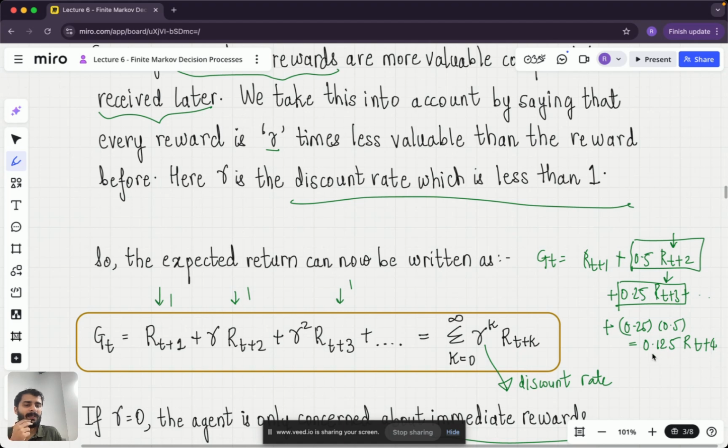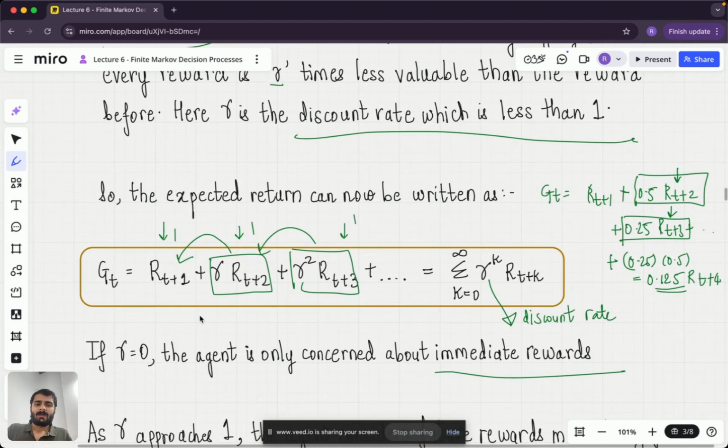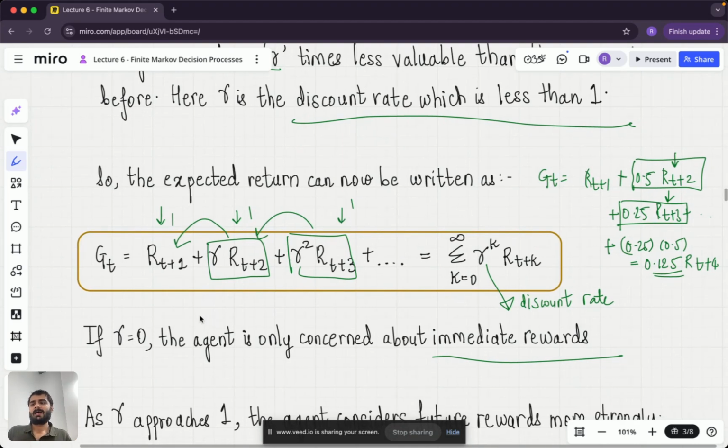So the importance of each reward goes on reducing as you move farther and farther away from the current time step. So this reward is gamma times less valuable than this reward. This reward is gamma times less valuable than this reward. And then finally we add all these rewards up. So for tasks which are not episodic, for tasks which are continuous, this is how the expected reward is formulated.